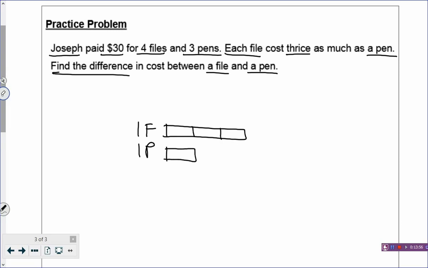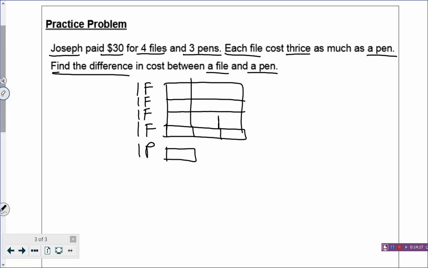Now Joseph paid $30 for 4 files. So you have to now stack up and cut into 4 rows, and then make the model for the 4 files have all equal boxes. So how do you make the model have equal boxes? You just have to cut it equally, like this. And now you can see that the model has equal boxes already.